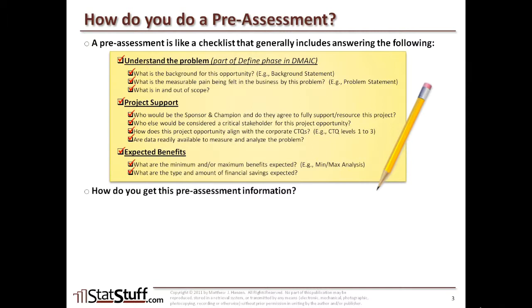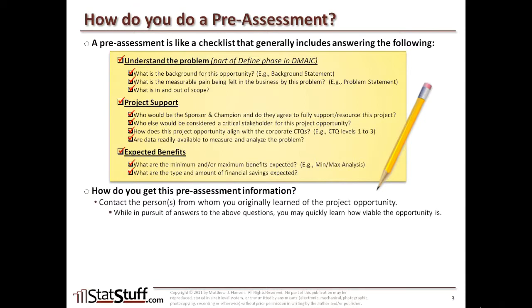So how do you get all this information that you're looking for in this checklist? Well, I recommend starting first with whoever contacted you, initiated this particular effort that you'll be working. Go back to that person. They should help you in finding out who all the resources are for helping to answer these questions and complete this checklist. So while you're pursuing those answers, you may be able to find out all the different things that make this project opportunity viable and learn about that viability.